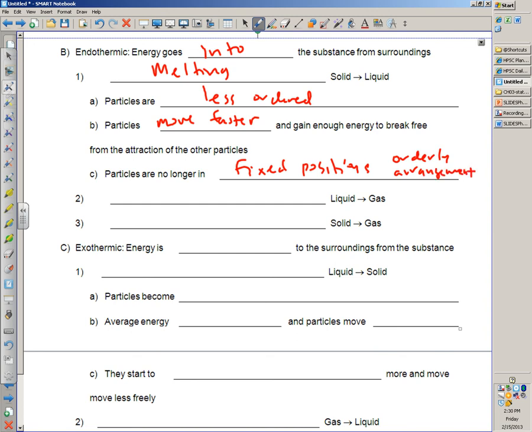Skipping down a couple. When something is exothermic, energy is blank to the surroundings from the substance. Energy is released. Exited, released, whatever. Okay? What's the exothermic process we discussed when something turns from a liquid to a solid? Freezing.